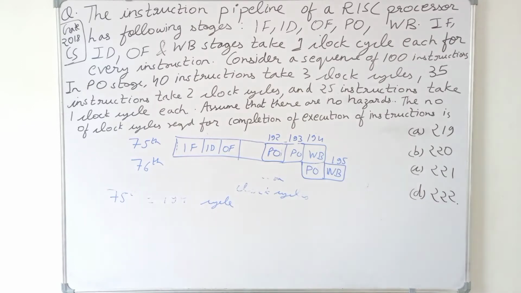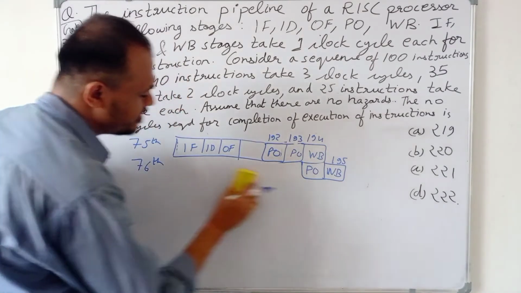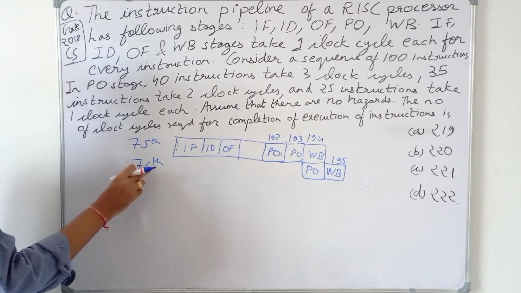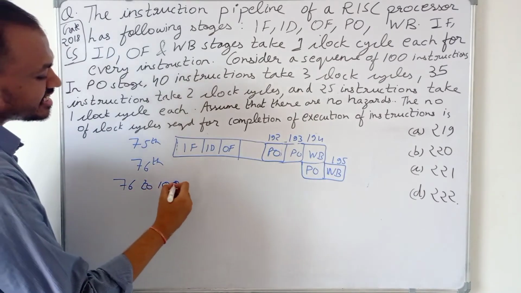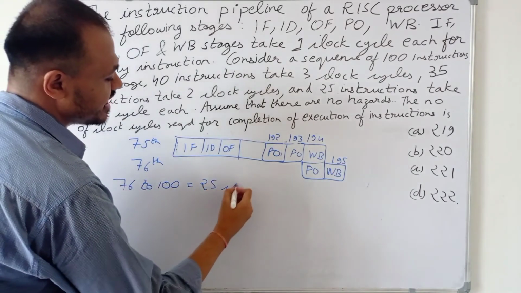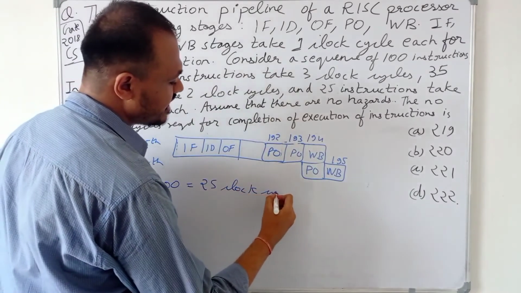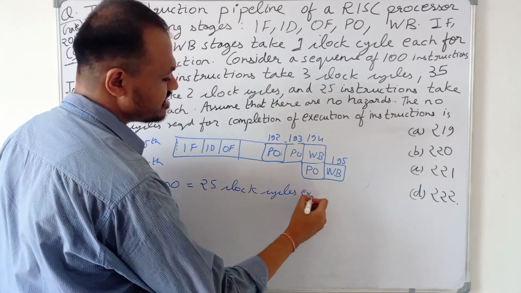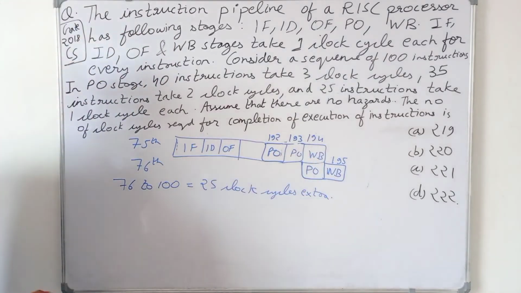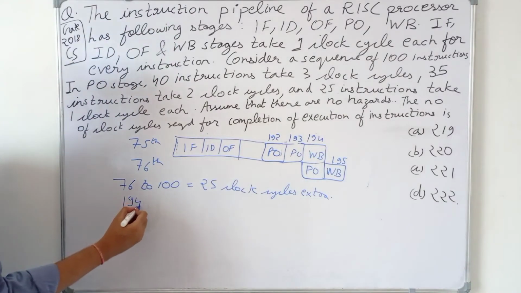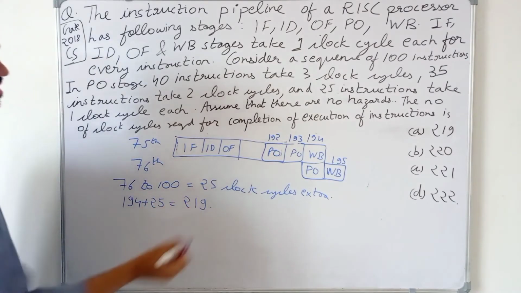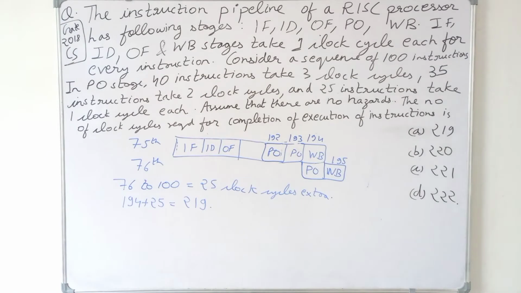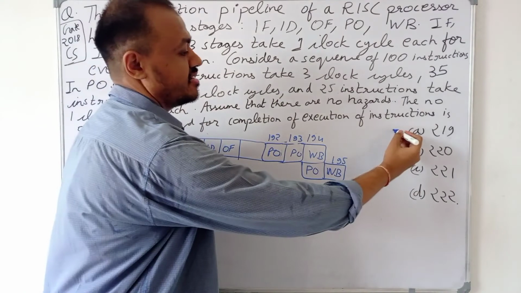So from 76 to 100, 25 instructions are taking 25 clock cycles extra. So 194 plus 25 will be equal to 219. So the 100th instruction will be completed in the 219th clock cycle. So option A is correct.